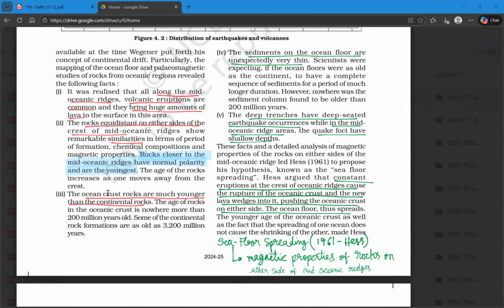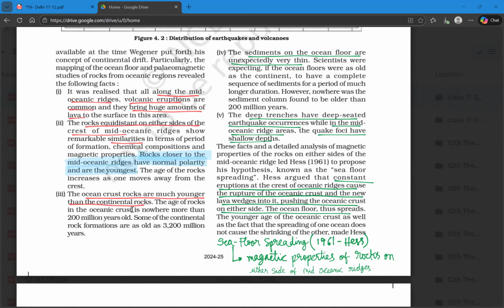Then, the oceanic crust rocks are much younger than the continental rocks. This is the third fact. The age of rocks in the oceanic crust is nowhere more than 200 million years old. Some of the continental rock formations are as old as 3,200 million years. So it is said that ocean rocks are younger than continental rocks.